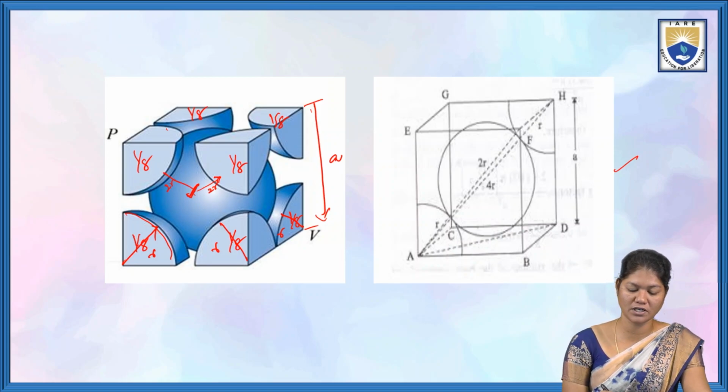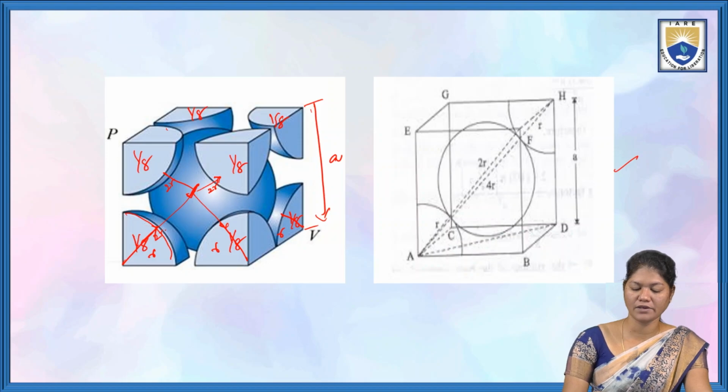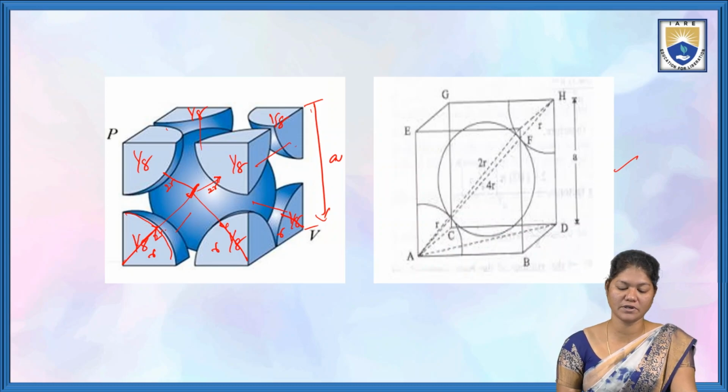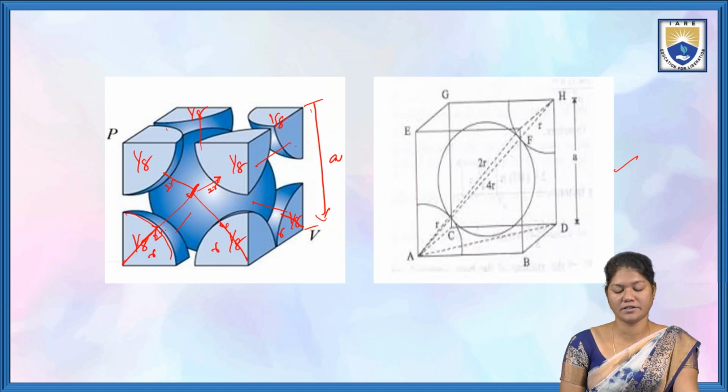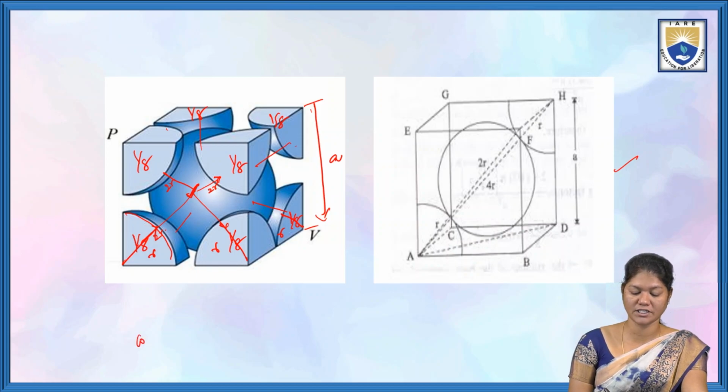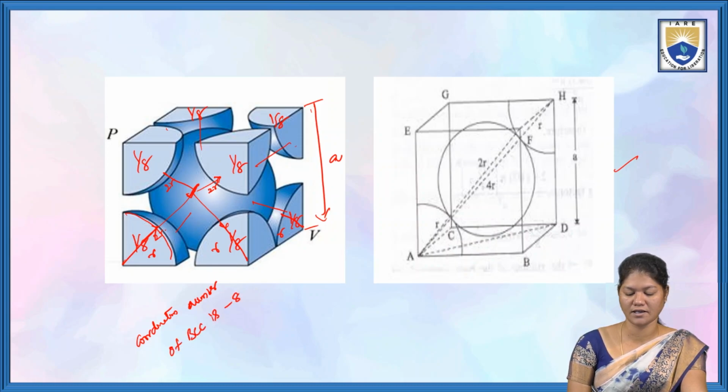So this is also at 2r distance, this is also 2r distance here. Likewise, in the back side also we have 2r distance from the center atom. That's why we are getting the coordination number 8. The coordination number of BCC is 8.